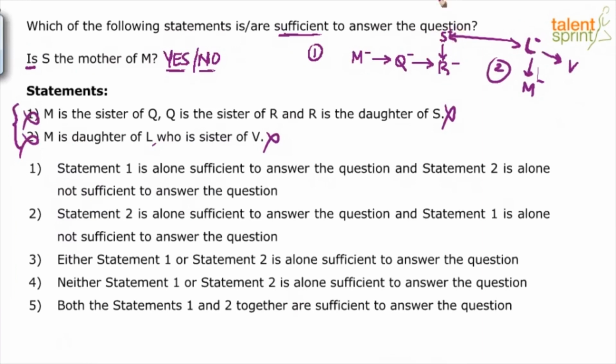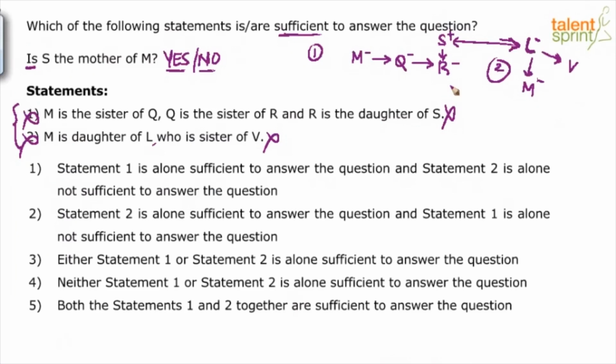So in the earlier case where the gender of S was not known to us, we were worried about the gender of S. Now it's very clear, because S and L are married to each other and L is female, S has to be a male person. So by combining the two statements, what do we get to know?